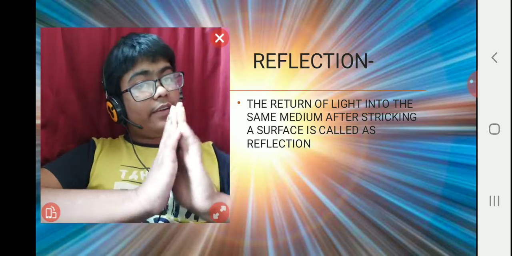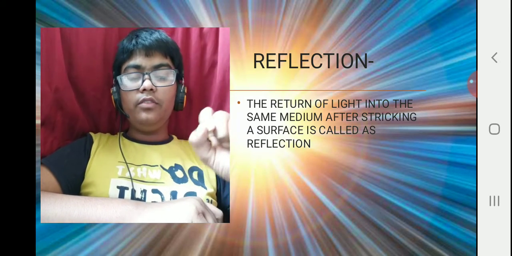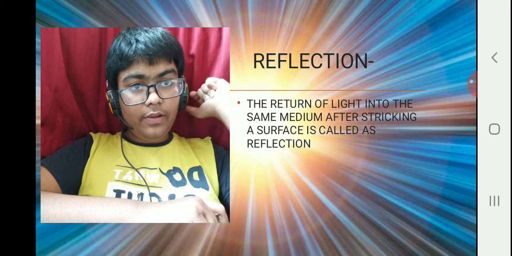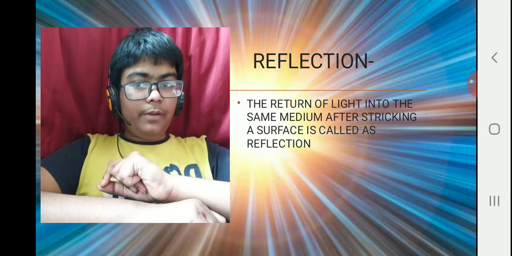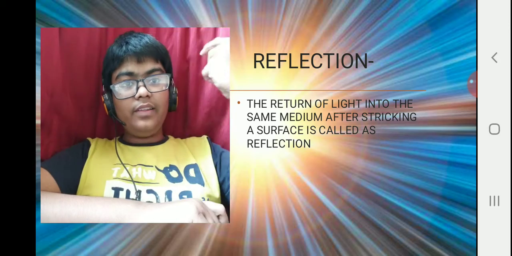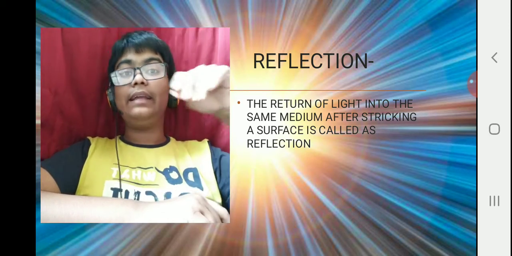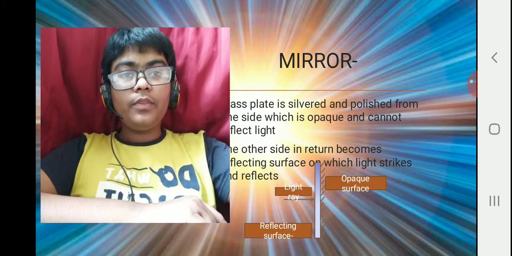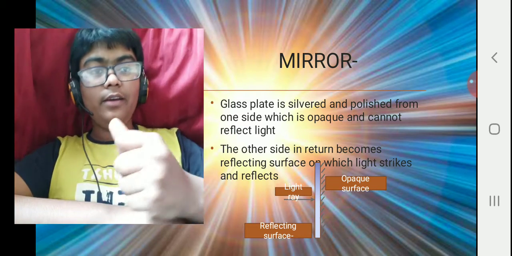Reflection is the return of light into the same medium after striking a surface. So, let's understand this. Say, take a beam of light. After a light strikes a surface and it returns in the same medium, be it solid, liquid, or gas, in the same medium, when it returns back, it is called reflection. I hope you understood. So, this reflection took place by a mirror.